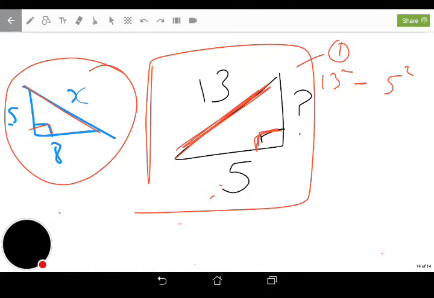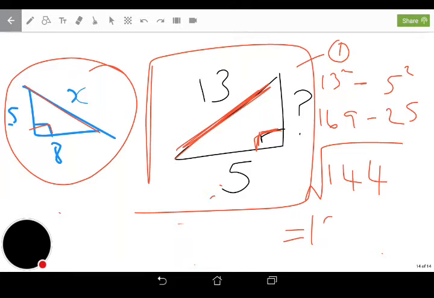Now 13 squared is 169. Again, 5 squared is 5 times 5, which is 25. 169 minus 25 is 144. And the final and a very important step is to square root the answer. And the square root of 144 is 12. So we know that the missing length is 12. It's the shorter side. We subtracted and square rooted.